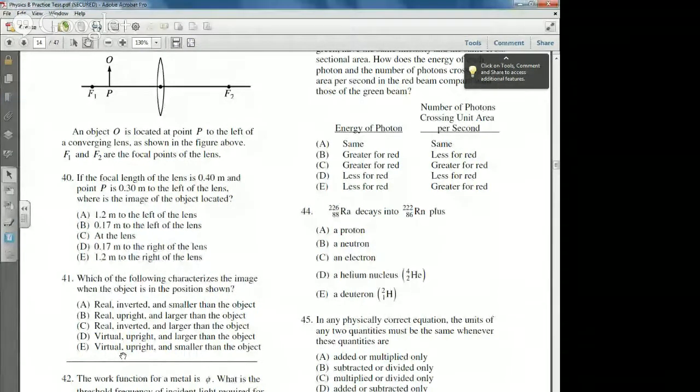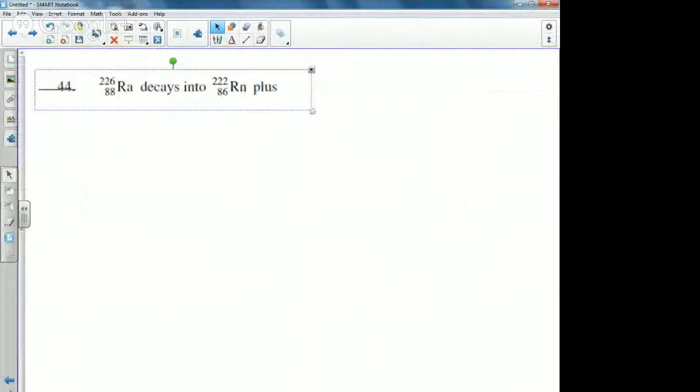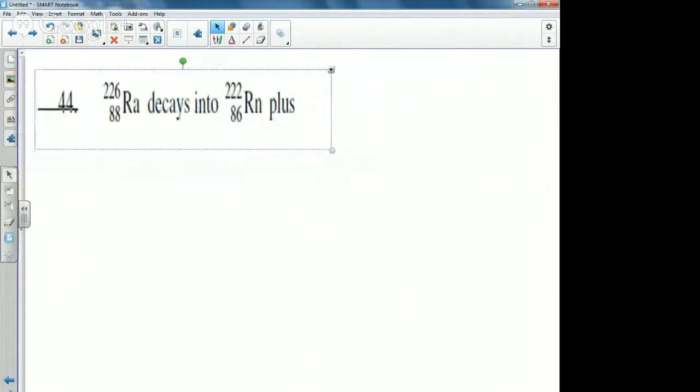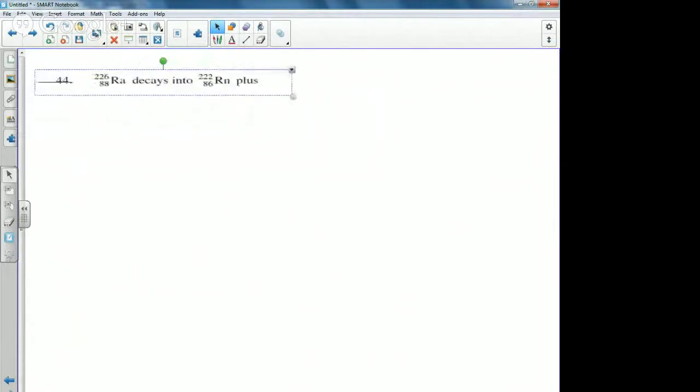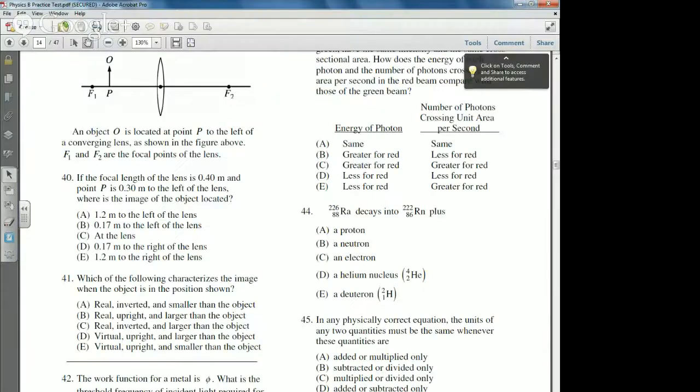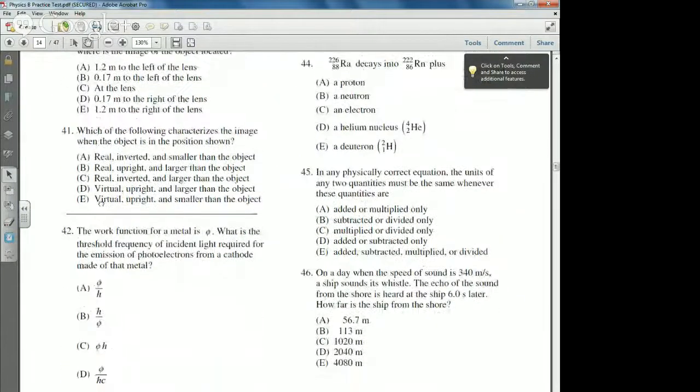44. You should know this one yourself. You should take a look when you look at it. You guys can see what's missing. 4-2, right? So if 4-2 is missing, that's going to be an alpha particle, which is a helium nucleus.